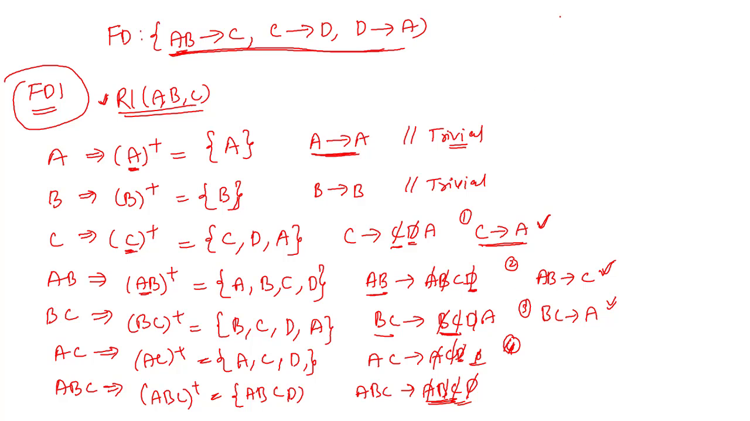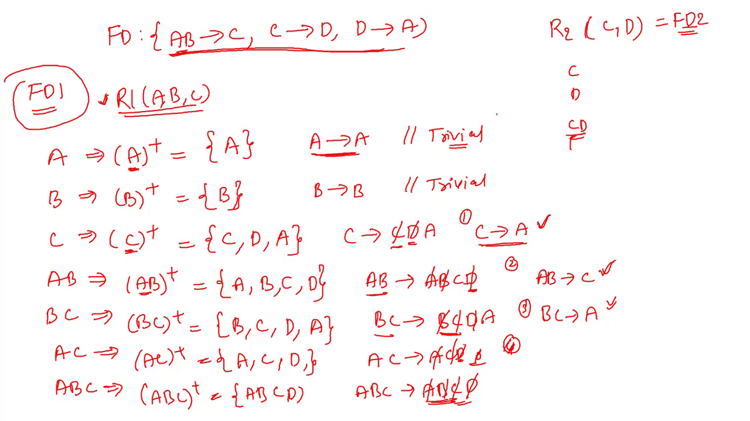Now similarly I have another relation R2, right? Decomposed relation R2. So what are the attributes in R2? R2 is having C and D. From this I have to calculate FD2. I have to compute FD2. How can we compute FD2? Let us take C, D and CD. All the possible combinations: C, D and CD.